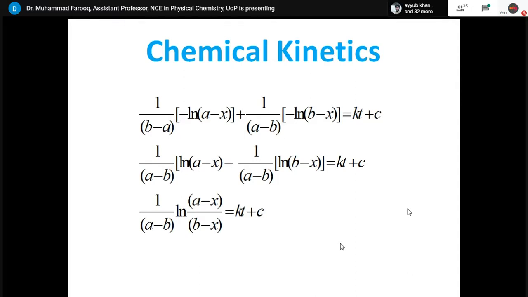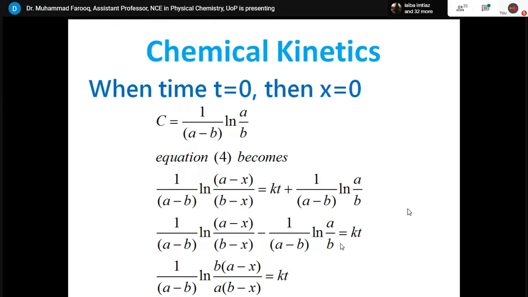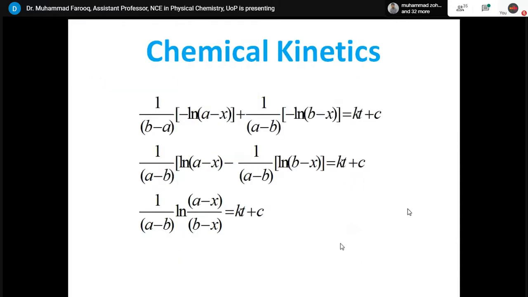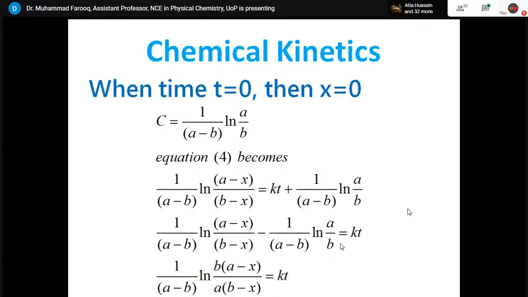Yes, sir. Okay, now when time t is equal to 0, then x will be equal to 0. So you can see, if we put in this equation t equal to 0, automatically kt will become 0. You will be left with c. Again x is equal to 0, so log of a divided by b, you will be left with only c is equal to 1 over a minus b log of a divided by b. This clear or not? When x is equal to 0, t is equal to 0. This clear or not?